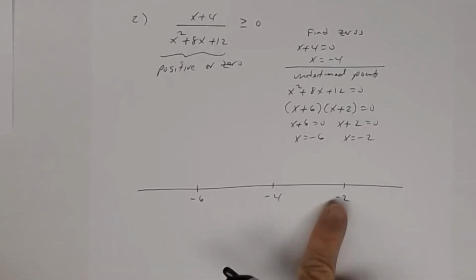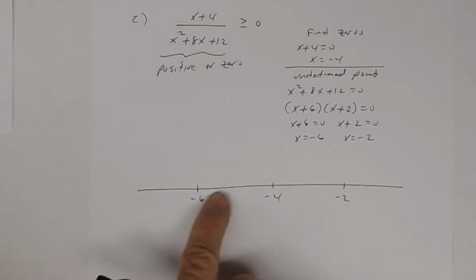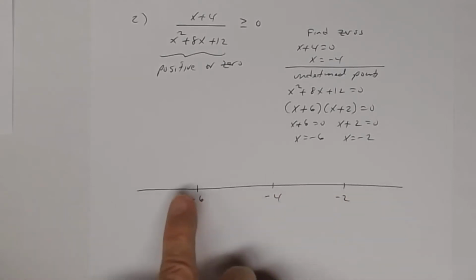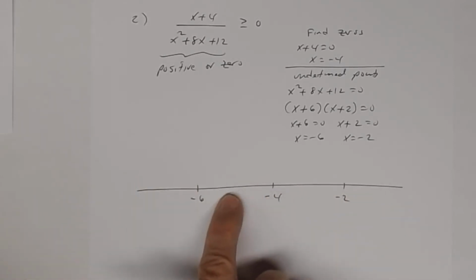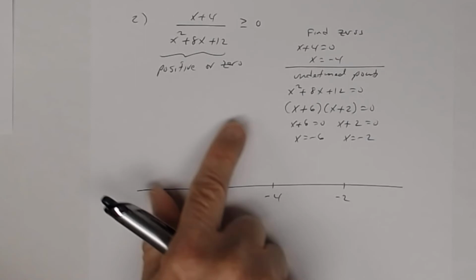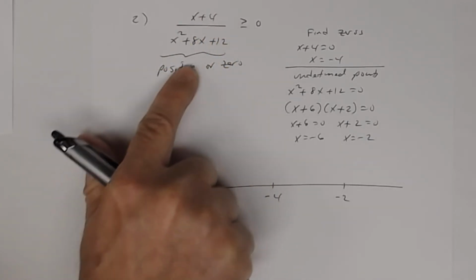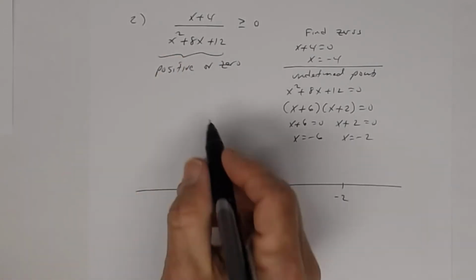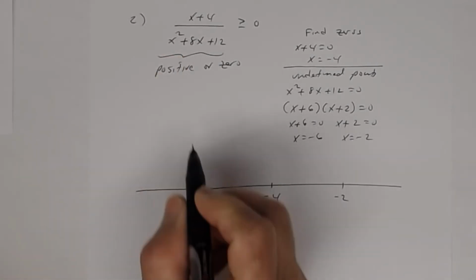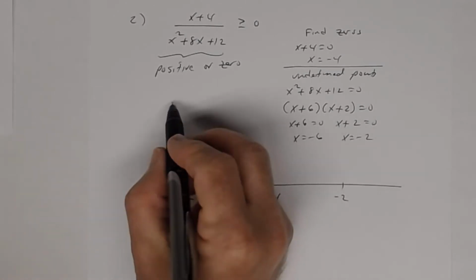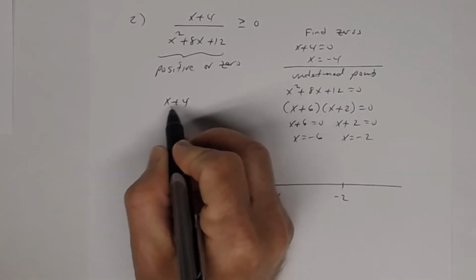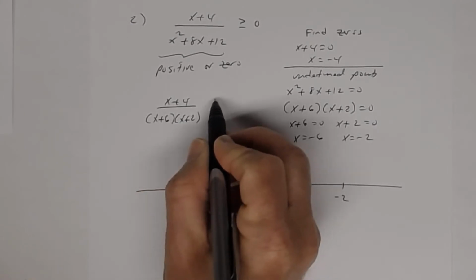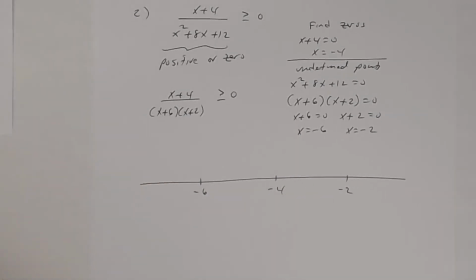Just as in the previous problems, those 3 numbers divide the number line into 4 intervals: 1, 2, 3, and 4. And you're trying to find out which of those intervals will be solutions to this inequality. Before we go on, though, let's go ahead and write this in factored form. It's always easiest when using the test points to put it in factored form. So x plus 4 divided by x plus 6, x plus 2, greater than or equal to 0.